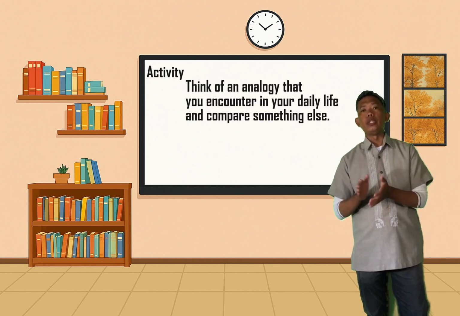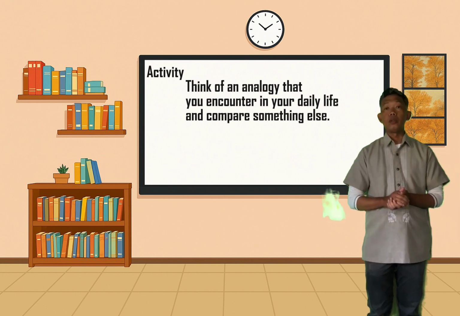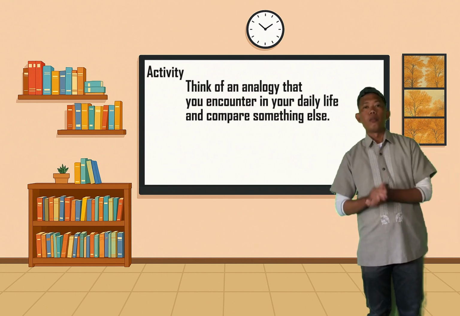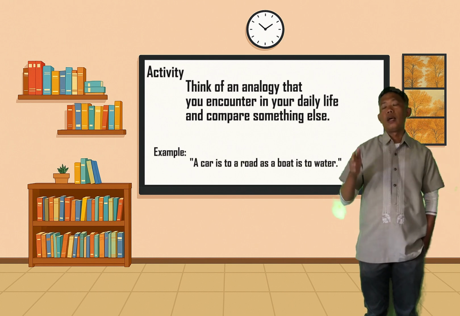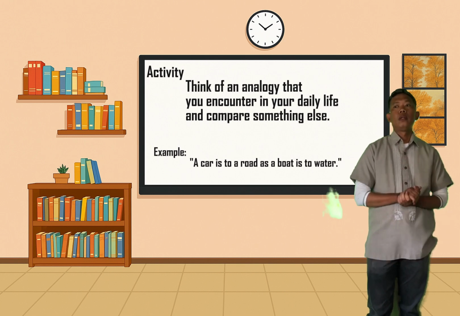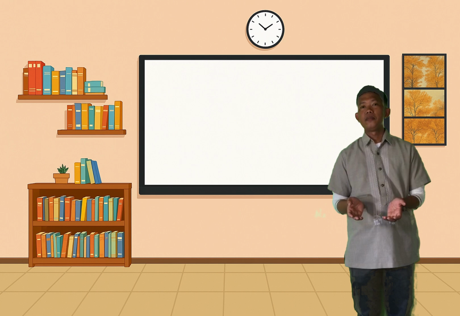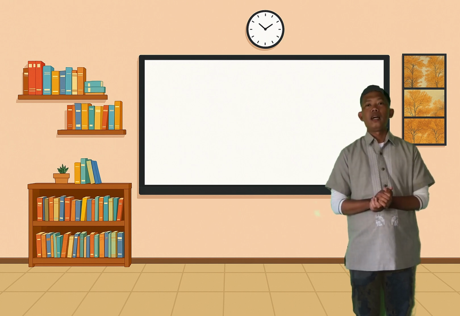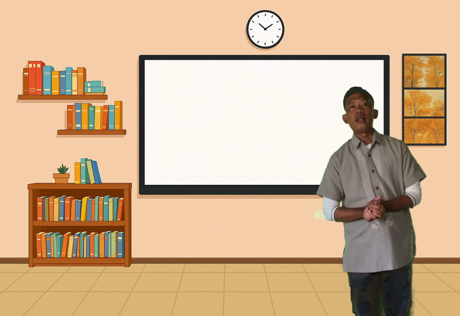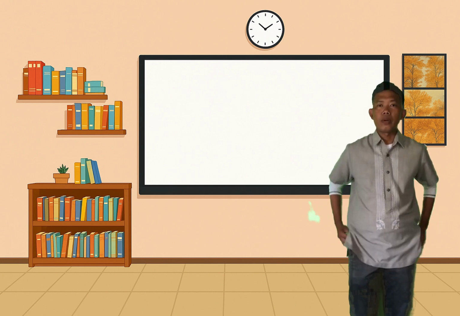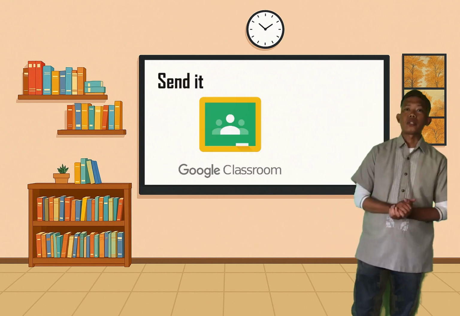Think of an analogy that you encounter in your daily life and compare it to something else. For example, a car is to a road and a boat is to water. Did you get it? Do you have any questions? If none, let's start answering now and write as many as you can and send it in our Google Classroom.